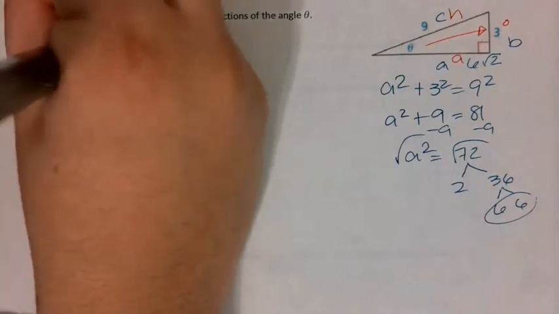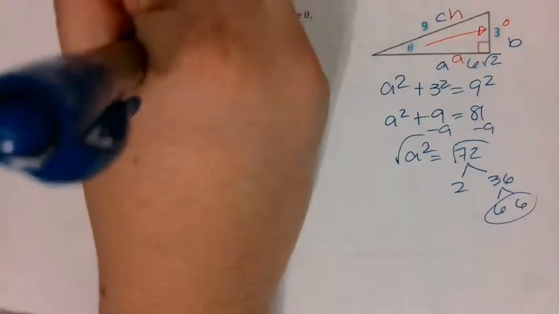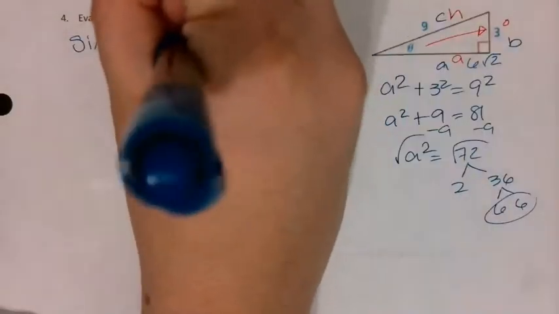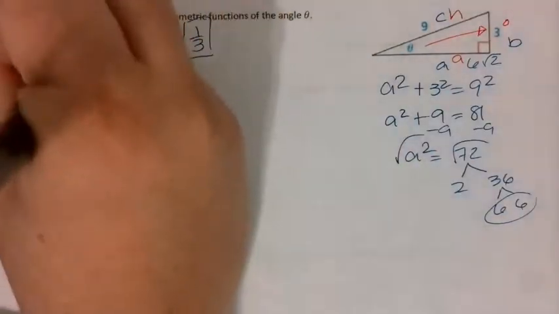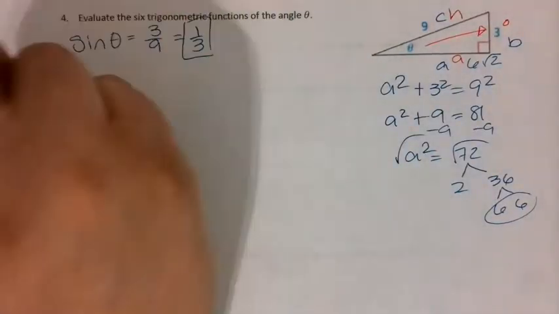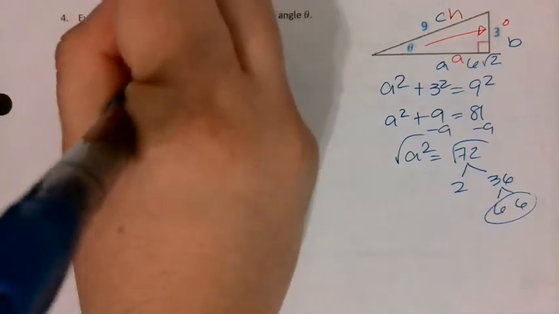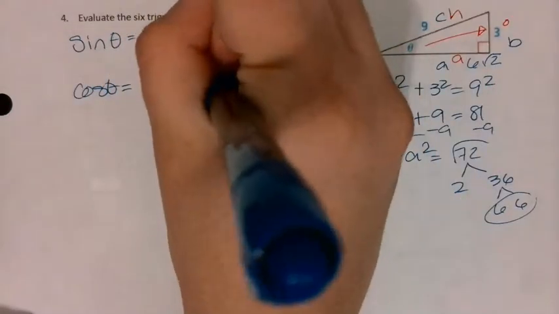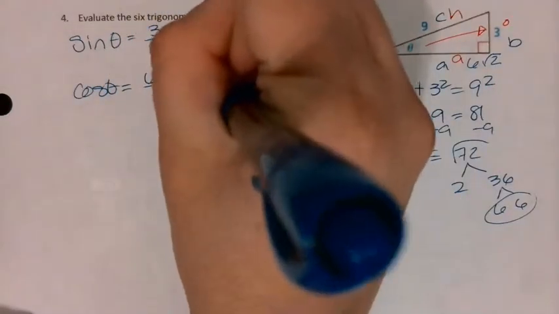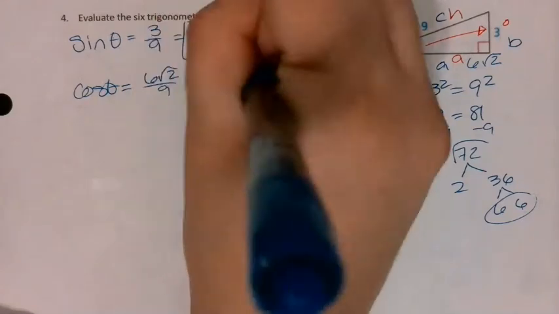I have sine of theta equals opposite over hypotenuse, so 3 over 9. I can simplify this one, so it's 1/3. I have cosine of theta, which is adjacent over hypotenuse, so 6 square root of 2 over 9. I can simplify this because the 6 and 9 are both divisible by 3. So I end up with 2 square root of 2 over 3.